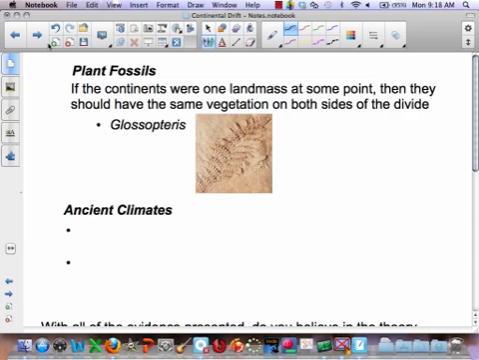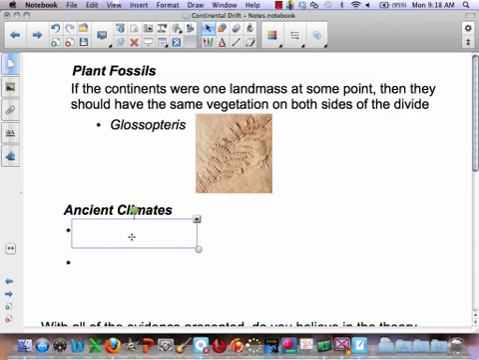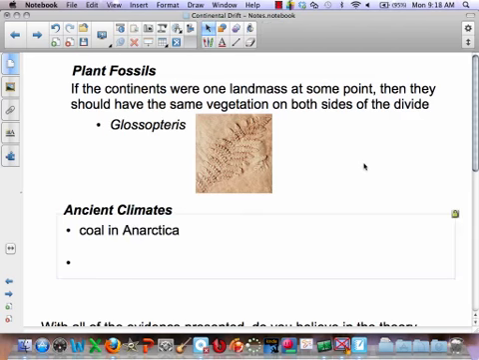So far we've looked at the rock formations, we've looked at the fossils, and the next thing I want to talk about are the ancient climates. And this is where, to me, it gets to its most important pieces. First of all, I noticed that we have coal in Antarctica. Understanding what it takes to make coal really helps us understand the history.